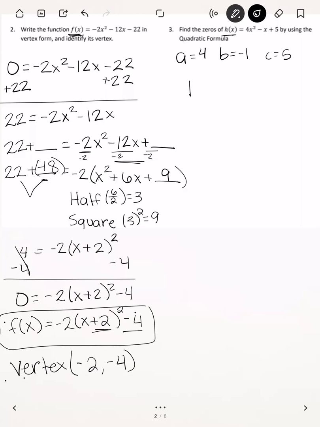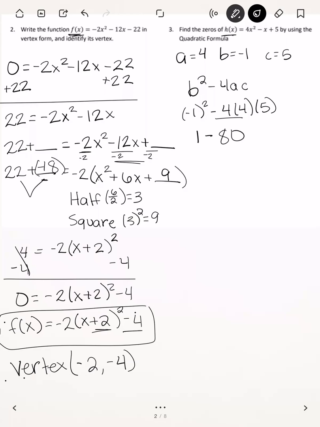So I like to start by finding the discriminant first, b squared minus 4ac. So I plug and chug. So (-1) squared minus 4 times 4 times 5. Be sure that when you put negative numbers and square them into our discriminant formula, that they're in parentheses. It does make a difference. Okay, so (-1) squared is 1. -4 times 4 is a -16. -16 times 5 is a -80.